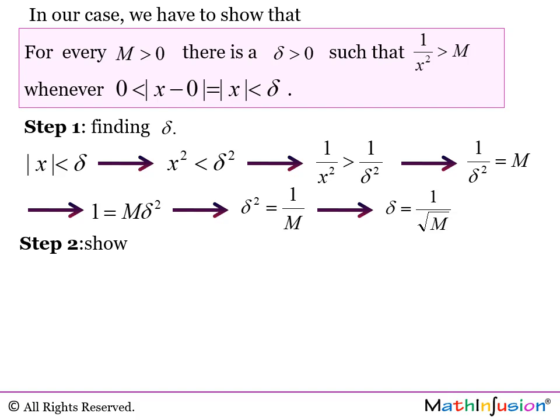In step 2, we have to go backward to show indeed what we need to show, that for every M there is a delta greater than 0 such that 1 over x to the power of 2 is greater than M whenever x in absolute value is less than delta. So let's show that.